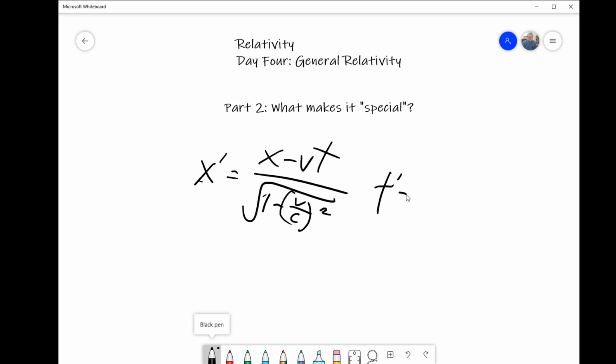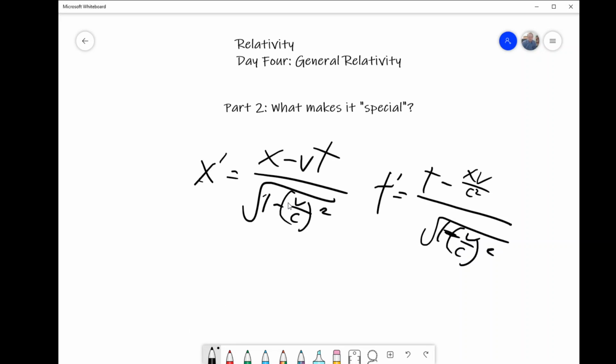Similarly, t under the Lorentz transformations. Time, we have our original time minus xv over c squared divided by that same square root. So what is it about these that's limiting?